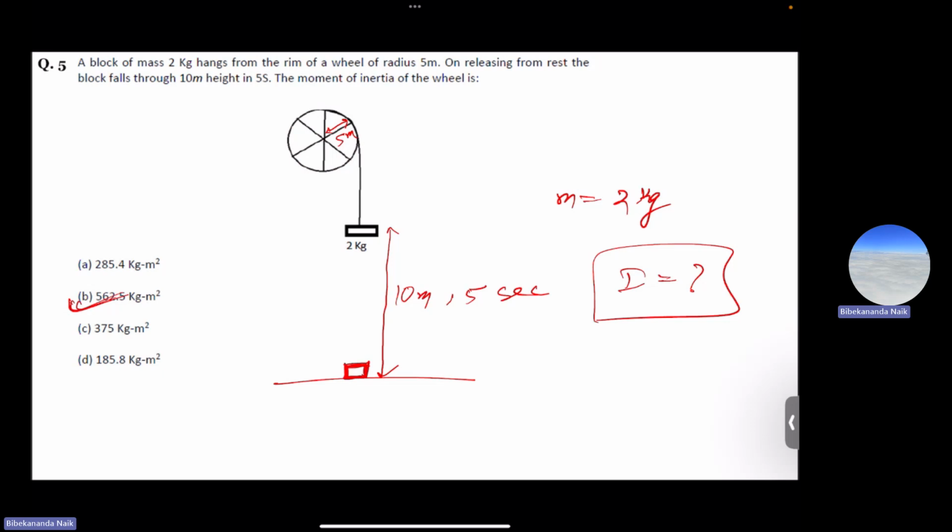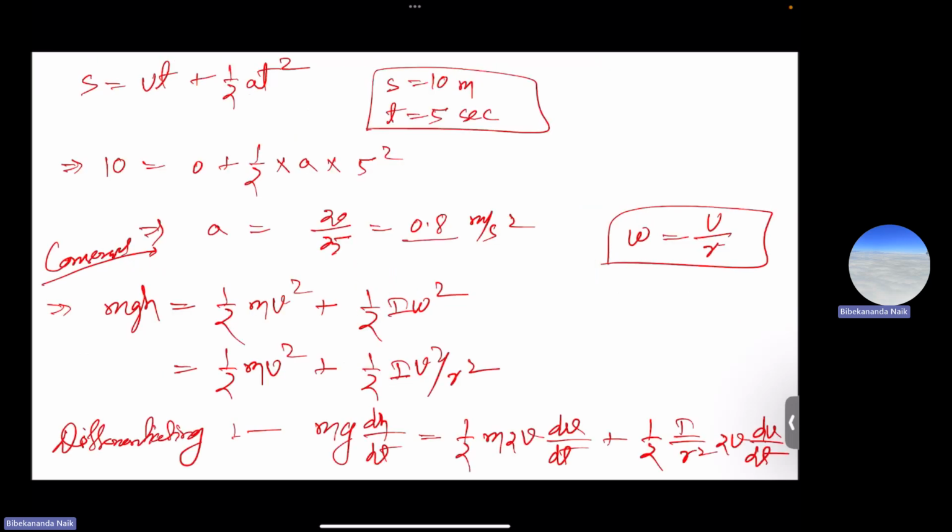So I hope this is clear to everyone. Let me explain it to you once again. The scenario was a block of mass 2 kg hanging from a rim with a wheel of radius 5 meter. On releasing it from rest, the block falls 10 meter height in 5 seconds. The moment of inertia of the wheel is? So in order to get it, let's first calculate the value of a. When you calculate the value of a, it came out to be 0.8.